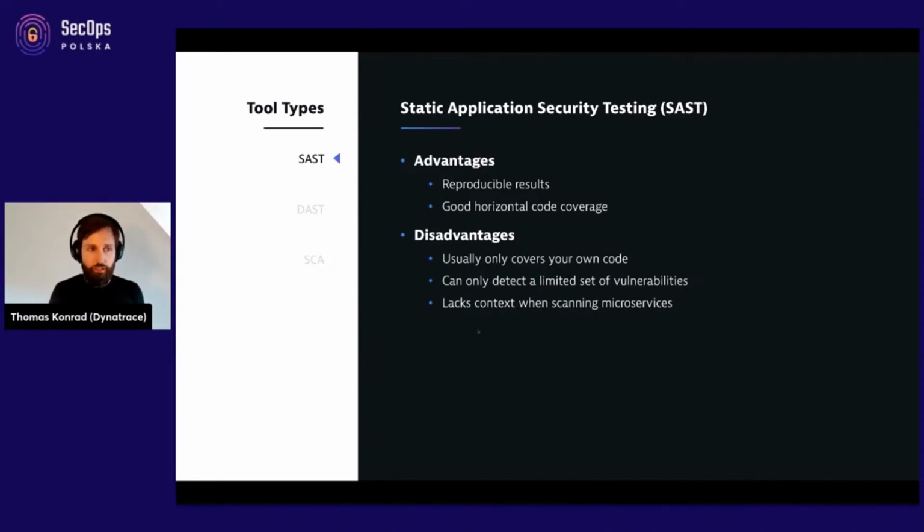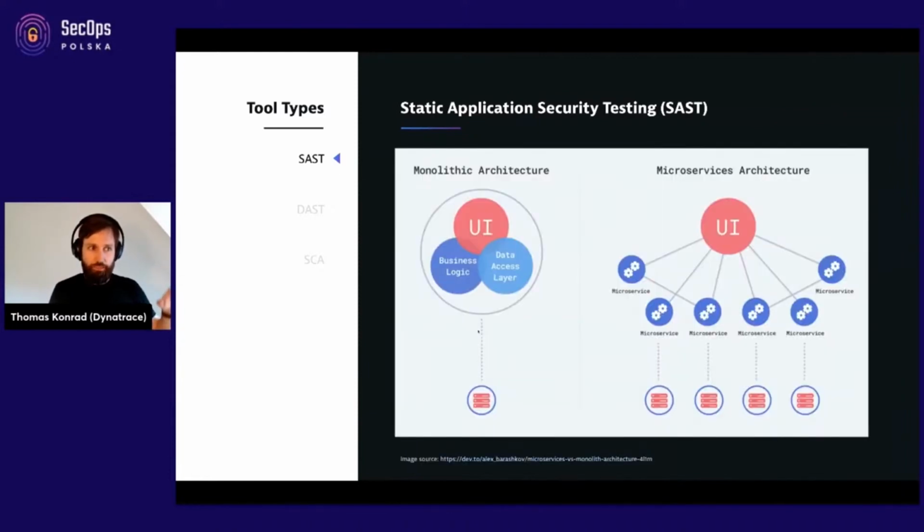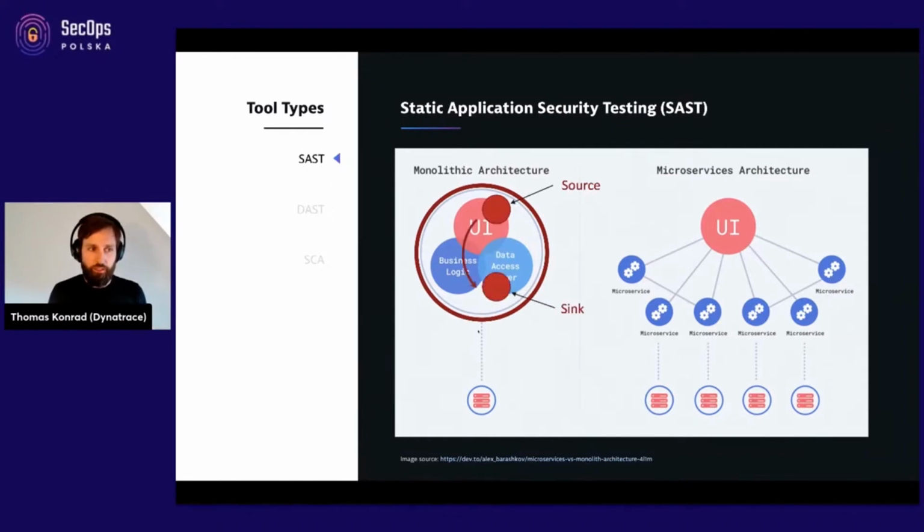I think that's pretty clear. And it lacks context when scanning microservices. That's also a disadvantage. Let me give you an example. Let's say we have a monolithic application, and we're scanning that. Here we have the source in the UI, there's an HTTP request coming in, it goes through the business logic, and somewhere here we have the sink. For example, we have the SQL statement. So if all of that is within the same trust boundary, remember that word, it's used in threat modeling a lot, then it's easy to detect that this is a problem.